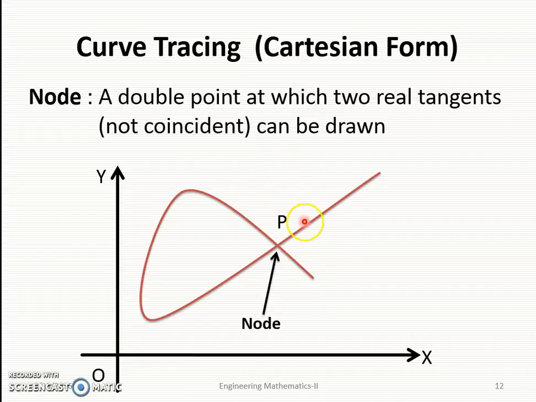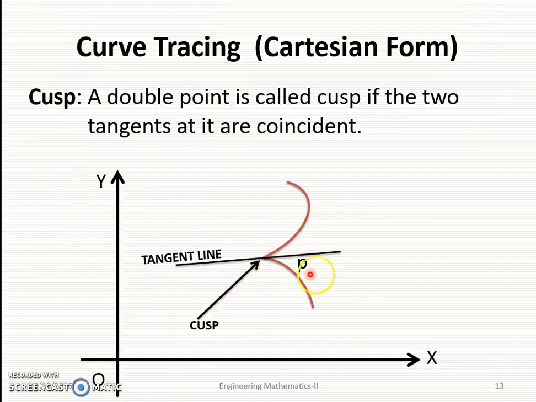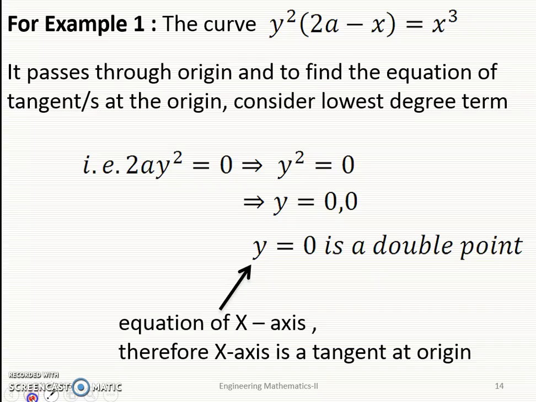This slide illustrates the concept of node. This point P is a node, where we can draw a tangent here. Similarly, we can draw a tangent here. These are two different tangents at the point P. Therefore this point P is known as a node. In this other case, at the point P, we have two tangents, and these two tangents are coincident. Therefore this point is known as a cusp.